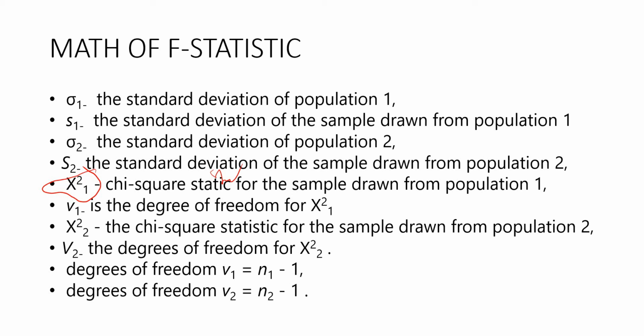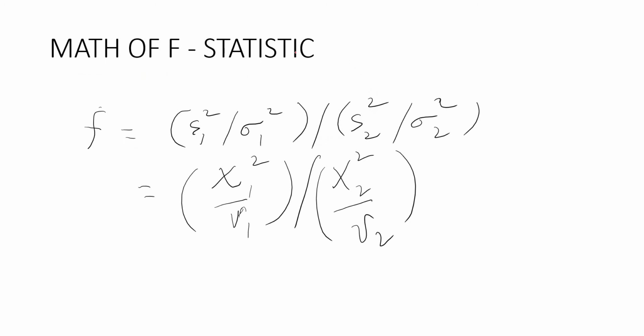See, this is v1, or nu 1. You will use nu 1 as well, for the degree of freedom for the first chi-square statistic. Chi-2 square is the chi-square statistic for the sample drawn from population 2, and we have the degree of freedom for chi-square statistic 2. Degree of freedom is the number of samples minus 1: n1 minus 1 and n2 minus 1. This is simple. I think you understood this. In terms of chi-square statistics as well, you can write the equation. Degree of freedom is sample minus 1.